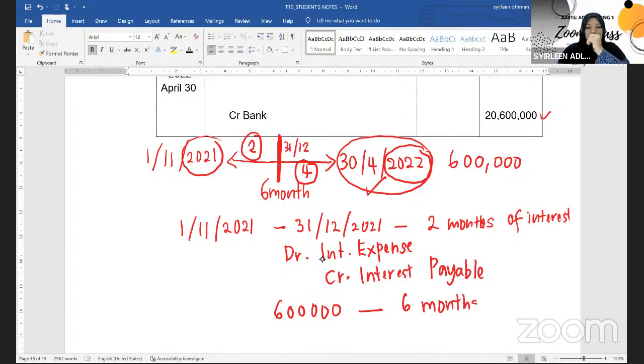So sekarang kita cuma ada 2 bulan saja dekat sini. So that 2 months belongs to 2021. So here you are going to declare 200,000 of interest expense. Okay? So what happened to the balance? Balance tu kita akan catat pada bulan April.